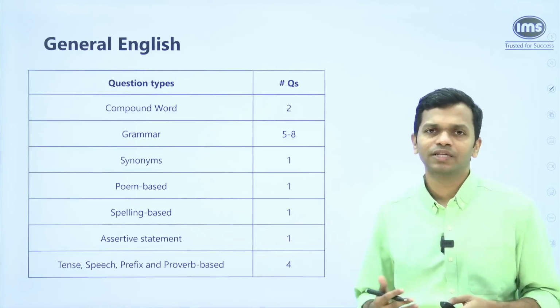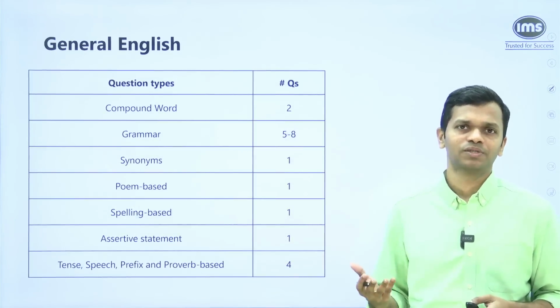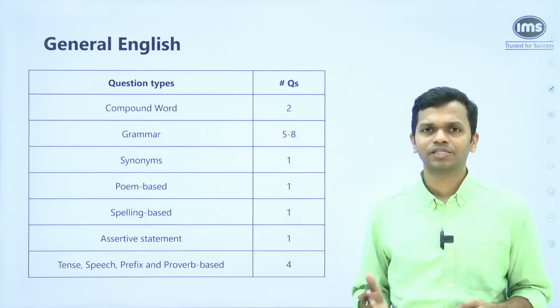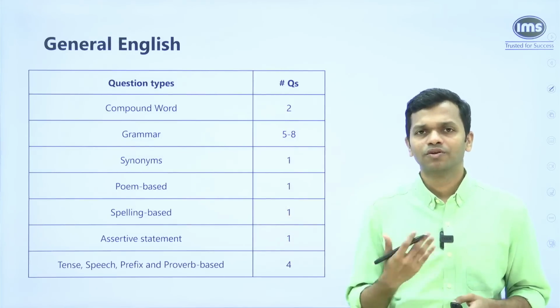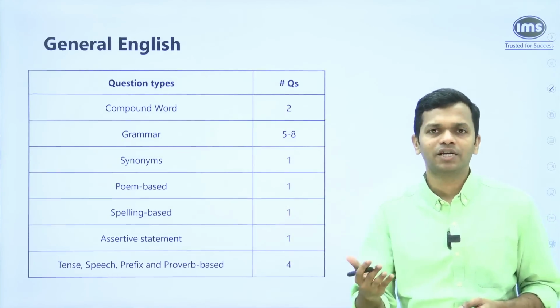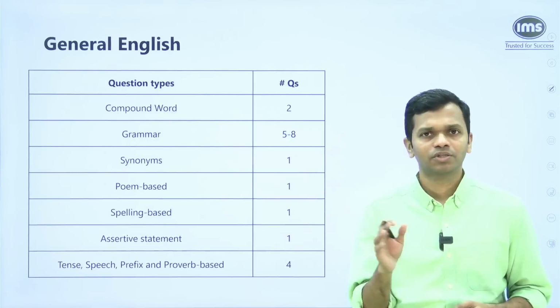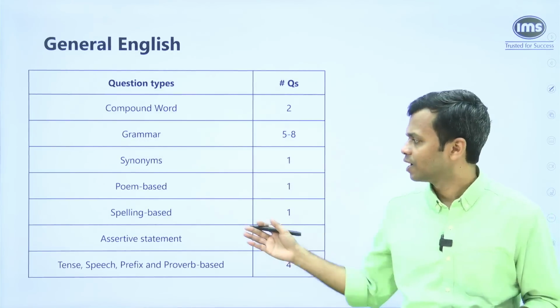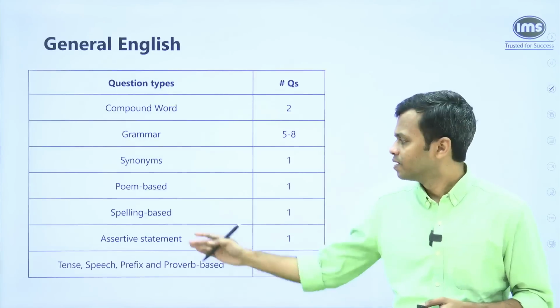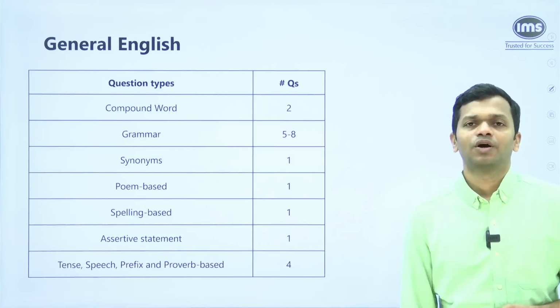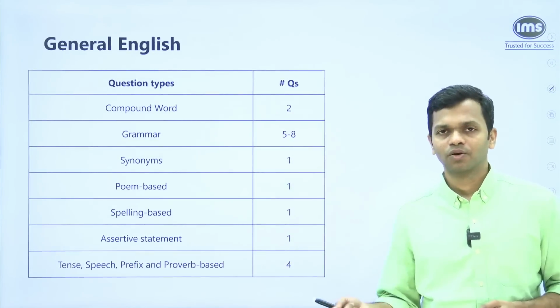Now don't think that this is similar to the ZAT kind of poems that are there. This is going to be pretty straightforward, but it was more on an inference basis, right? That is, what exactly the poem is trying to say. And the poem again is not very long, it's just 4 to 5 lines that are given, and you have to answer questions based on it. Then spelling based questions, wherein you have to identify what is the right spelling of the word.